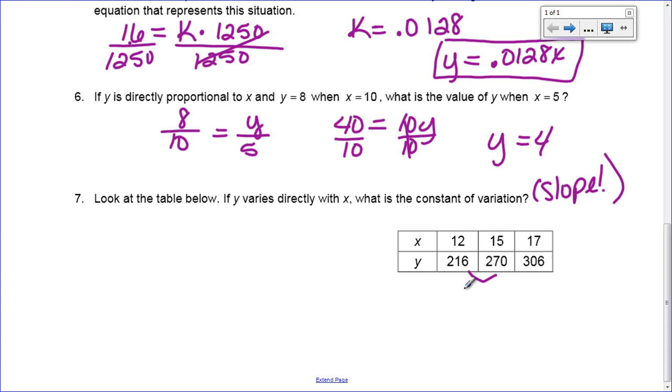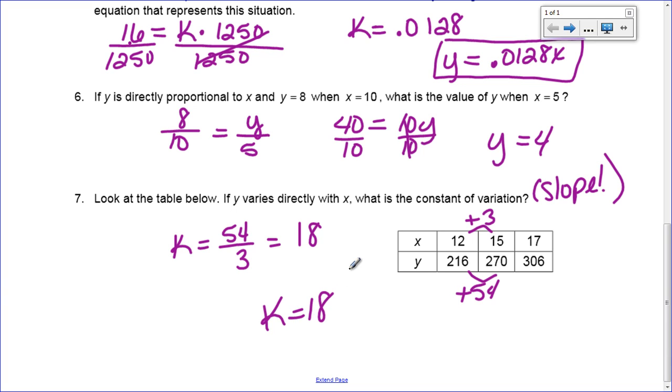So the change in the y values from 216 to 270 is adding 54. And your change in x from 12 to 15 is adding 3. So k is going to be 54 over 3. And if I do that math, I get that k equals 18. So my constant of variation is 18. And that's all they ask for. They don't ask for the equation this time. They just said what's the constant of variation, which is the slope, which is nothing more than rate of change, something you've been doing for a week now.